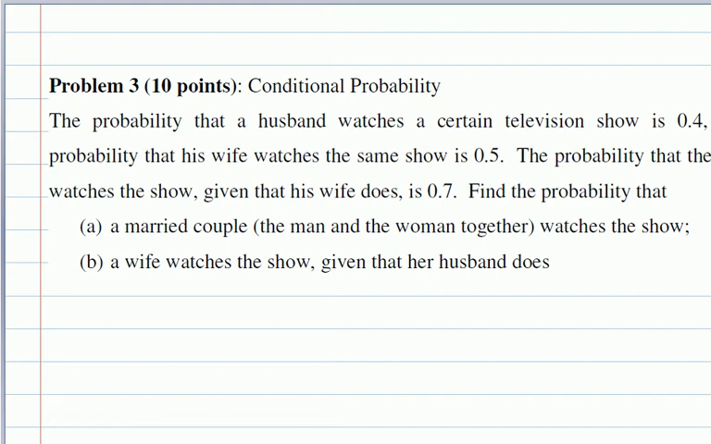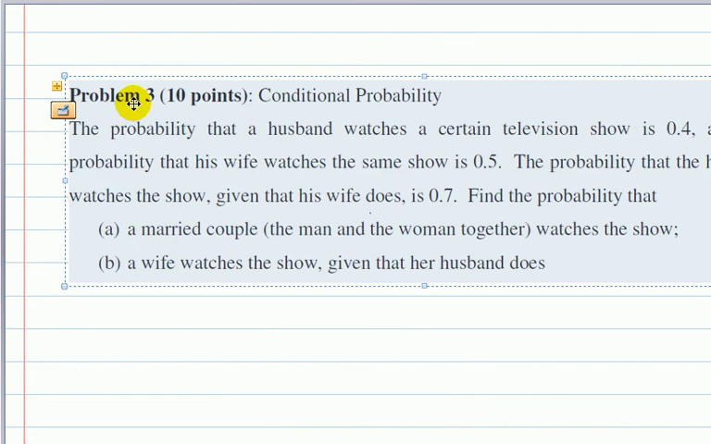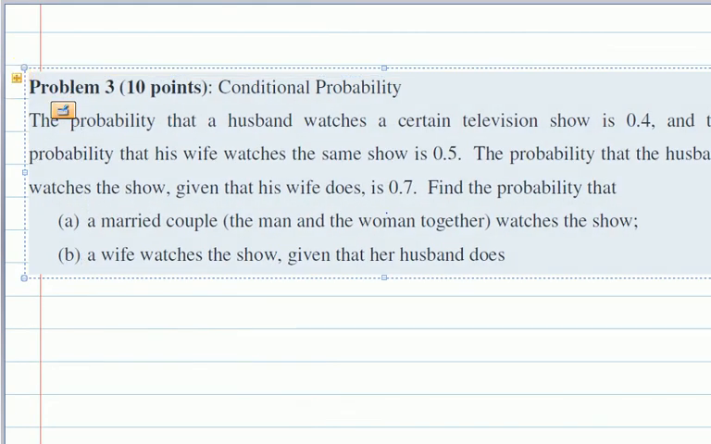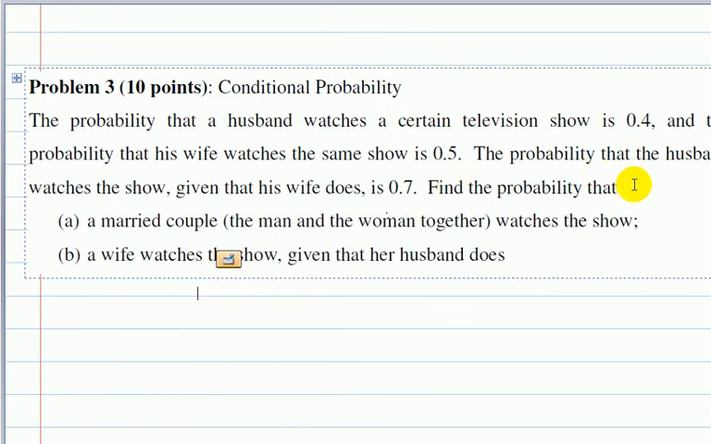Another conditional probability. The probability that the husband watches a certain television show is 0.4. The probability that his wife watches the same show is 0.5. The probability that the husband watches the show given that his wife does is 0.7.